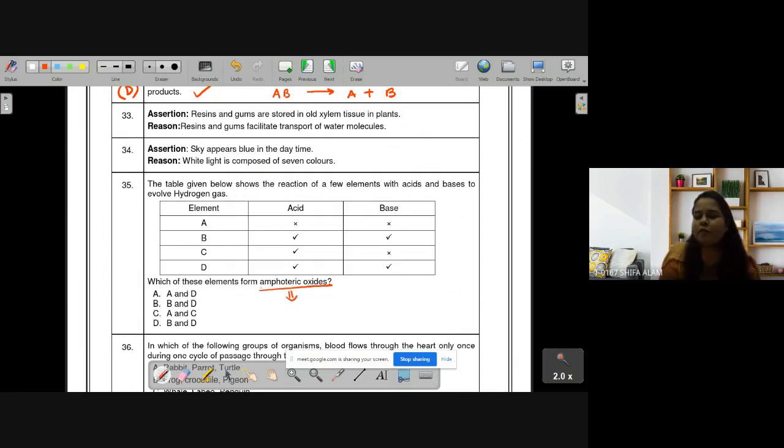The definition of amphoteric oxide is such that they react both with acid as well as base to give salt and water. So, out of this table, when we analyze, we see the only metals that react both with acids and bases would be metal B and D. Otherwise, we see that A does not react with acid as well as base, and C does not react with a base, so they cannot be amphoteric oxide. So B and D is present in option number D.